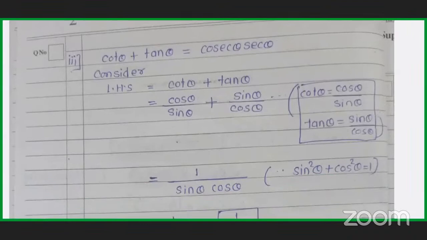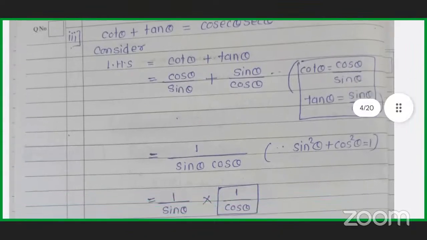Cot theta plus tan theta is equal to cosec theta into sec theta. So consider the LHS. What is cot theta plus tan theta? Cot theta is replaced by cos theta upon sin theta, and tan theta is replaced by sin theta upon cos theta. Here we just have to make the denominators the same. So cos square theta plus sin square theta over sin theta cos theta.